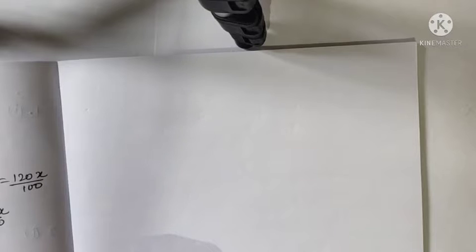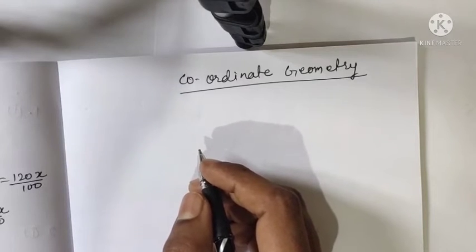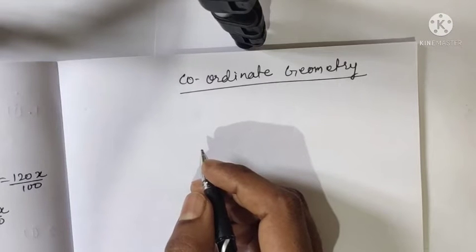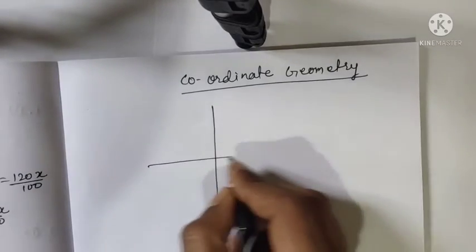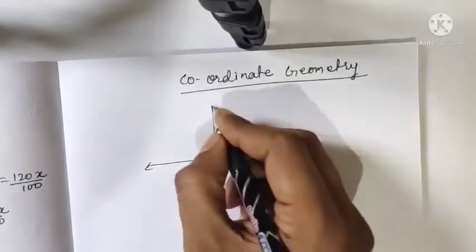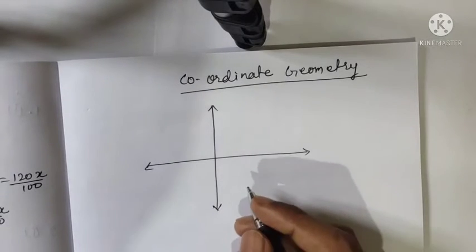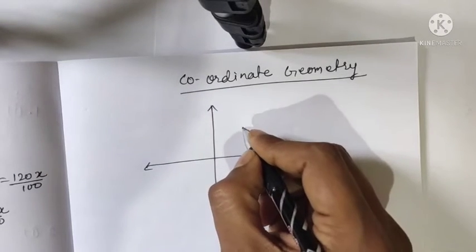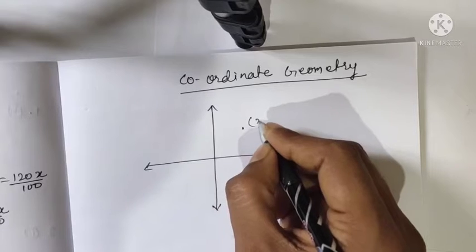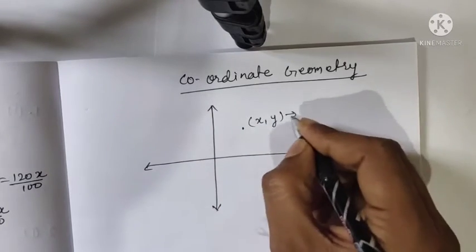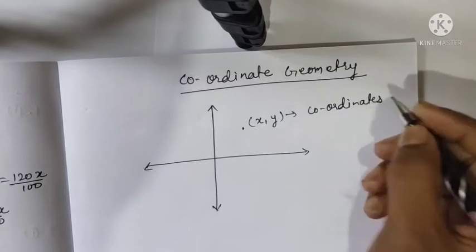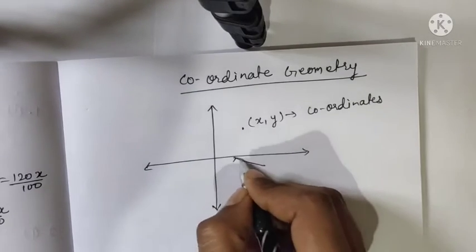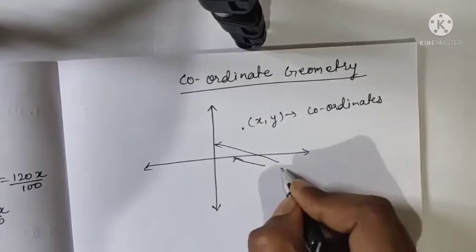Today we are going to study coordinate geometry. Actually, coordinate geometry is the branch of mathematics that is used to locate the position of a point with respect to two mutually perpendicular lines, and the location of a point is denoted by a pair of two numbers. These are known as coordinates, and these mutually perpendicular lines are known as coordinate axes.